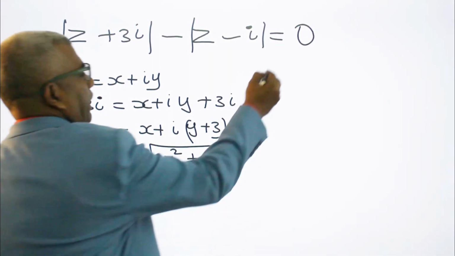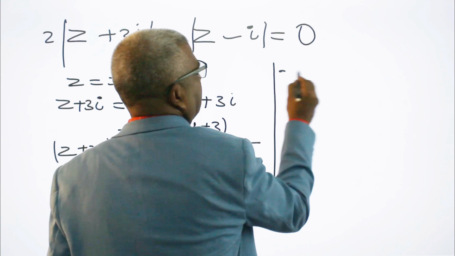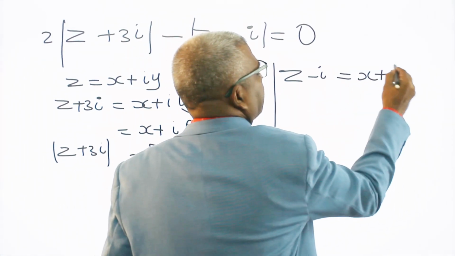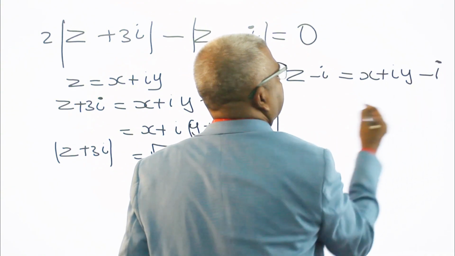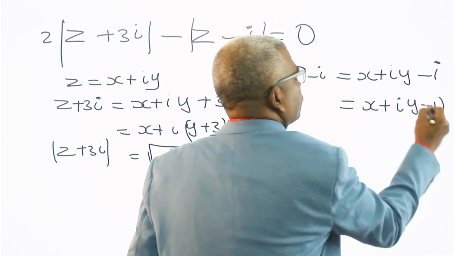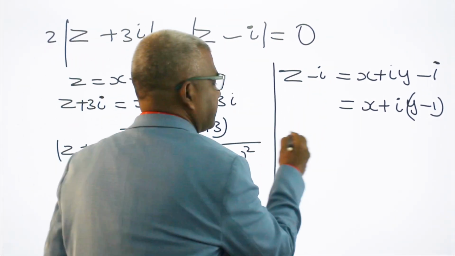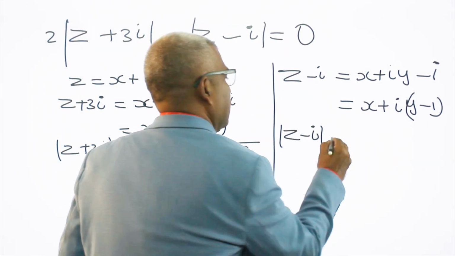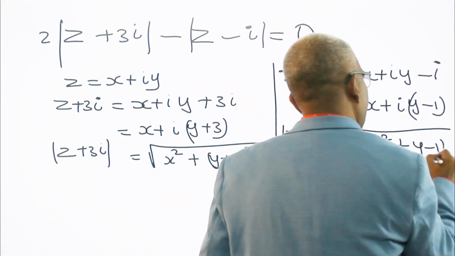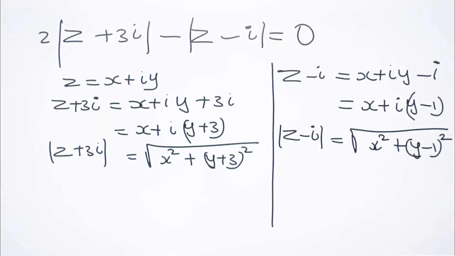Okay, z plus 3i we did, then z minus i is x plus iy minus i, which is x plus i(y minus 1). Okay, the modulus of z minus i is the square root of x squared plus (y minus 1) whole squared. That's all. Copy down until now.